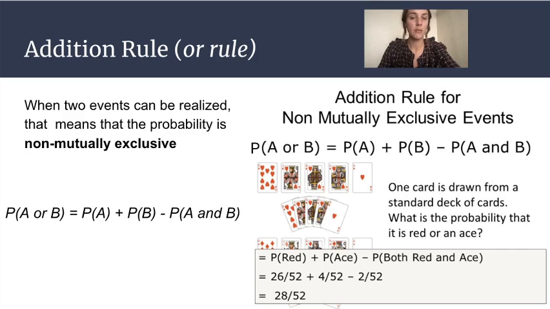So when two events can be realized at the same time, that means that we have to calculate the probability as if it is non-mutually exclusive. Non-mutually exclusive, meaning that they can happen together. So we have a sort of combination of formulas here. And we're basically subtracting the probability of an overlap of these two groups.